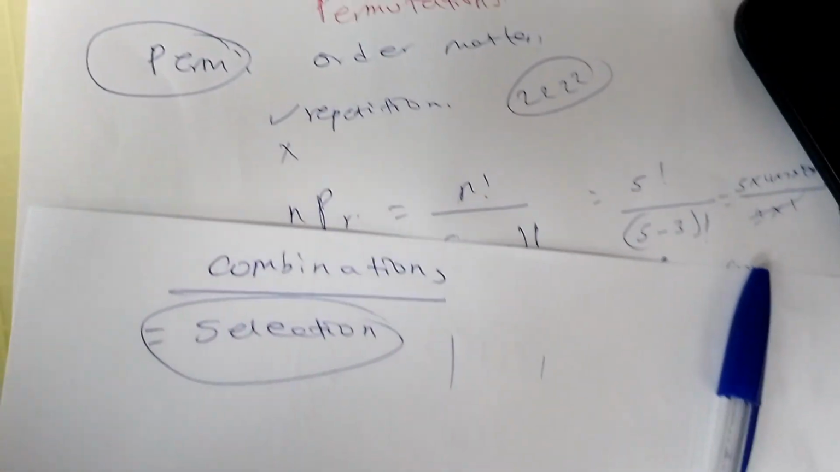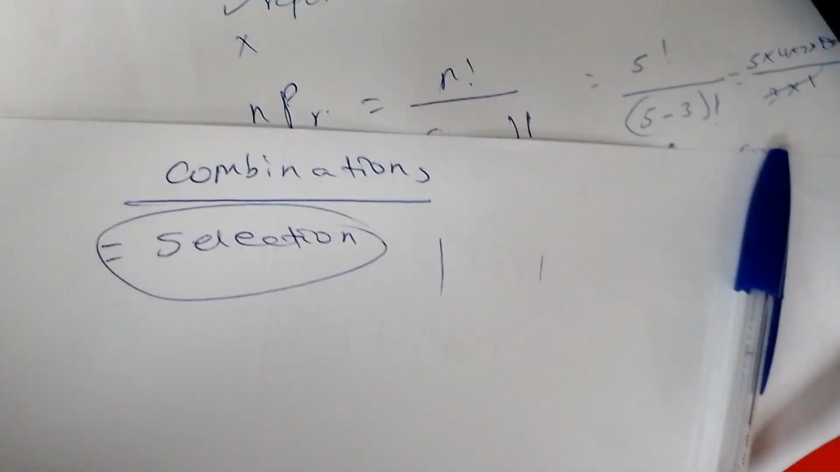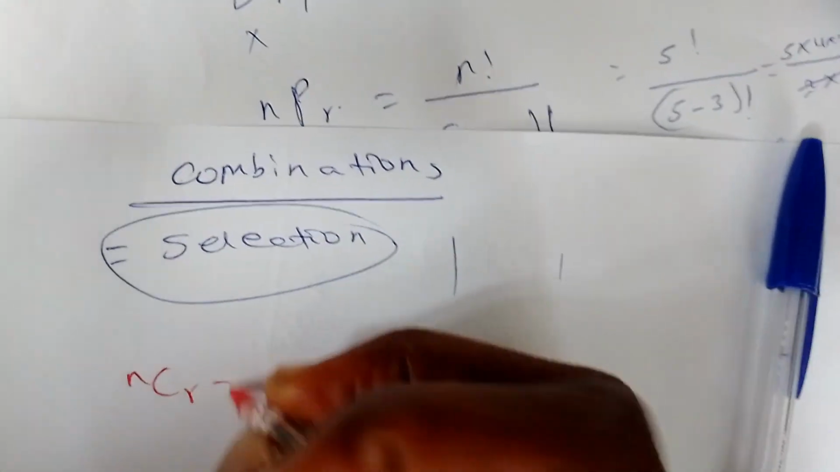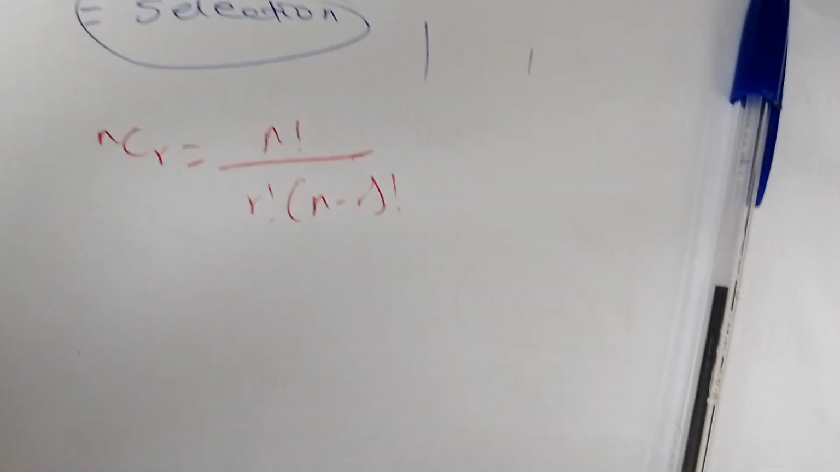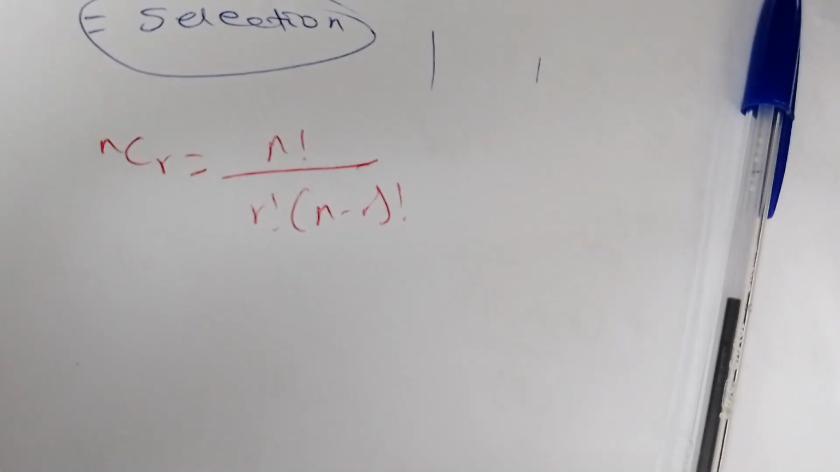But when you find most questions with choosing, then it's most likely a combination question. And in combination, if you are choosing something, the order does not matter. So n combination r is simply n factorial over r factorial times n minus r factorial. Let's just see if we get some examples.